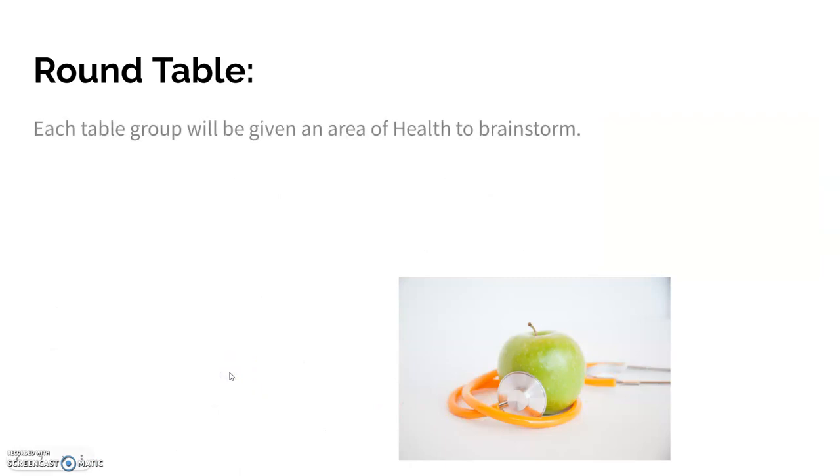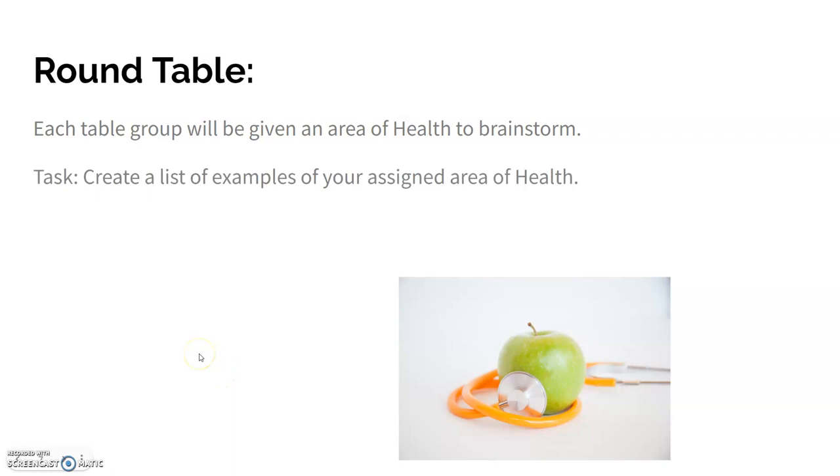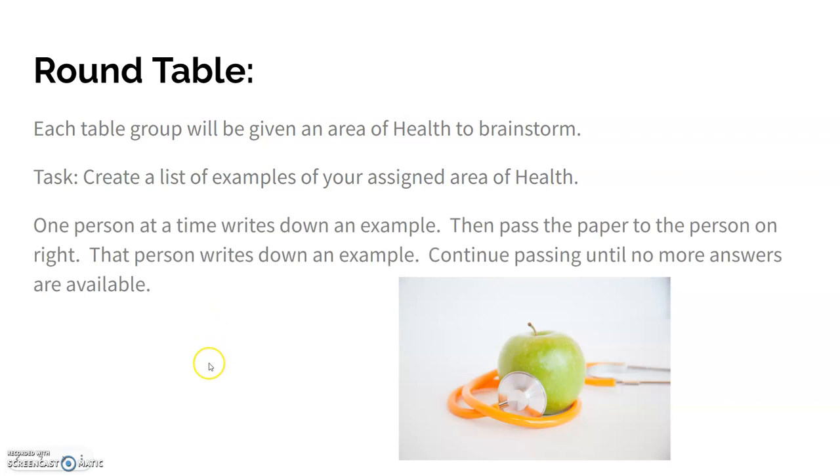All right, in class, we are going to be doing a round table activity, so I'm going to preview it here. Each table will be given an area of health to brainstorm, any of those 5 areas in the previous slide. Your task will be to create a list of examples within the area of health that you are assigned. Then one person at a time will write down an example, then pass the paper to the person on the right. That person then writes down an example, and we continue passing until no more answers are able to be added to the piece of paper. Pretty simple round table activity in order to get us thinking and applying these health concepts.